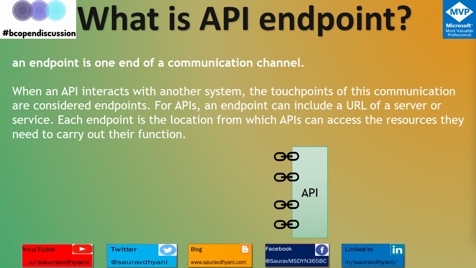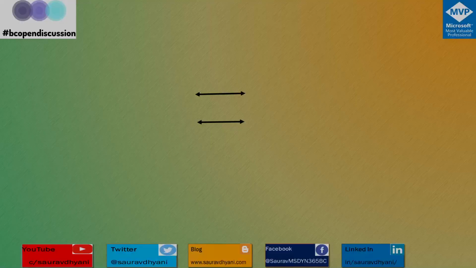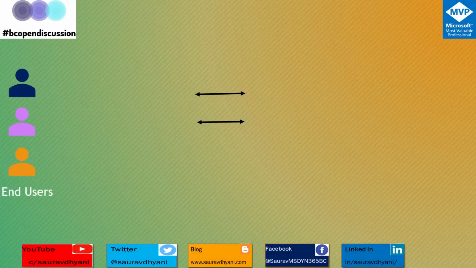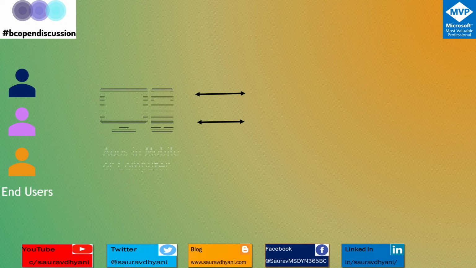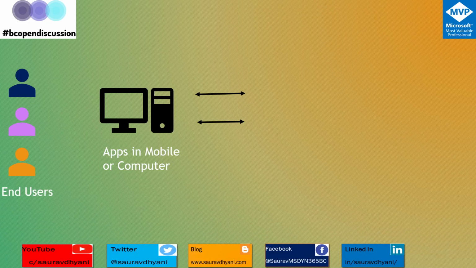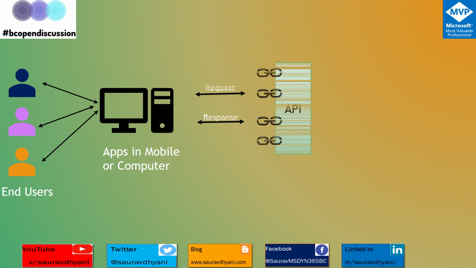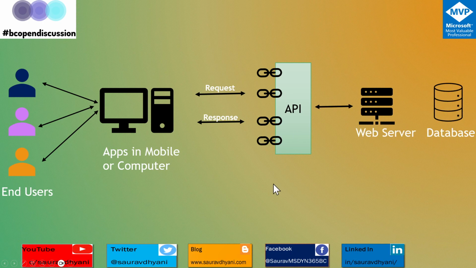Okay, now we have understood most of the terms. Let's go ahead and just summarize it before we end it. So an end user, which interacts via a computer or a mobile device, for some reason needs to interact with an API to get some details. So it'll make a request, and the API will send a response. But behind the scenes, the API is again connected to a database and web server where the data is actually hosted.